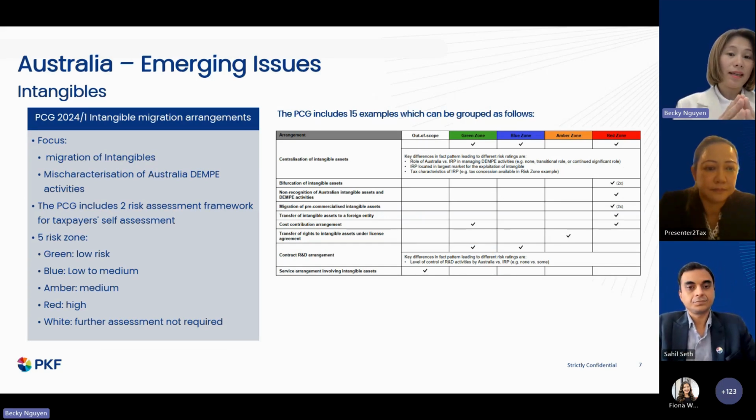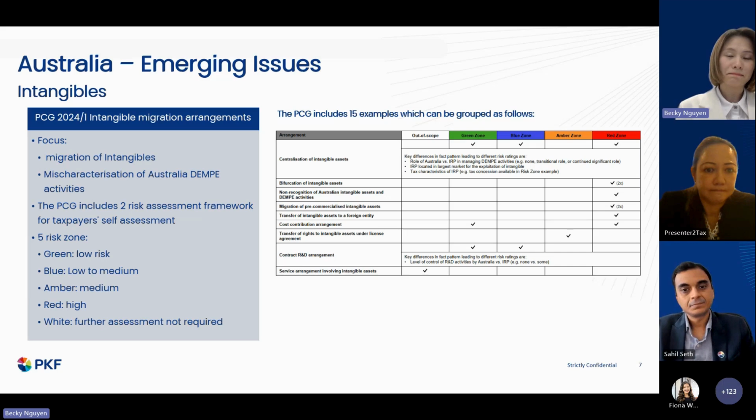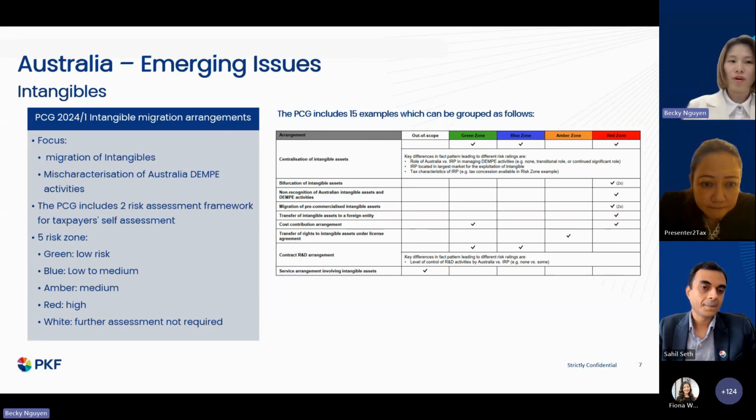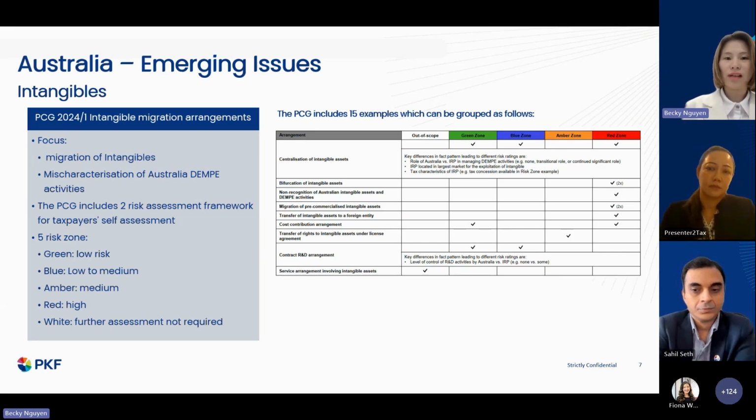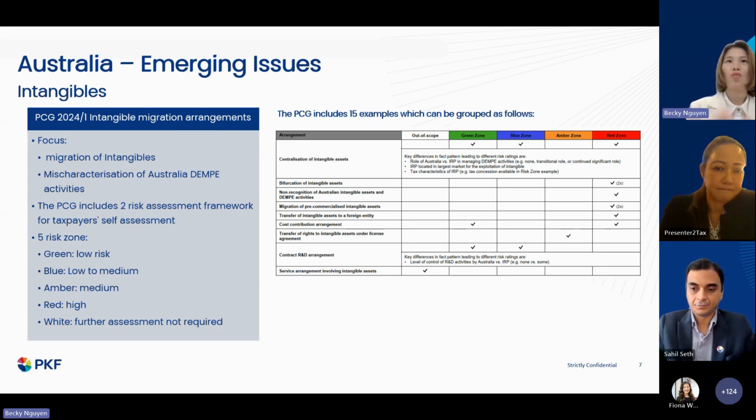The key issues in the Intangibles Migration Arrangement PCG 2024-1. This PCG focuses on the risk assessment framework for intangibles, and it outlines examples under which particular transactions can be classified under high-risk transactions or red zone.